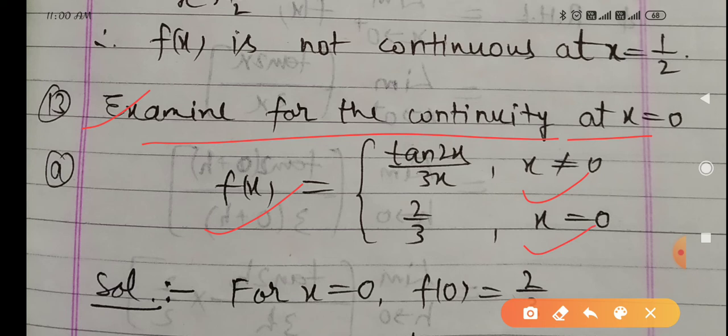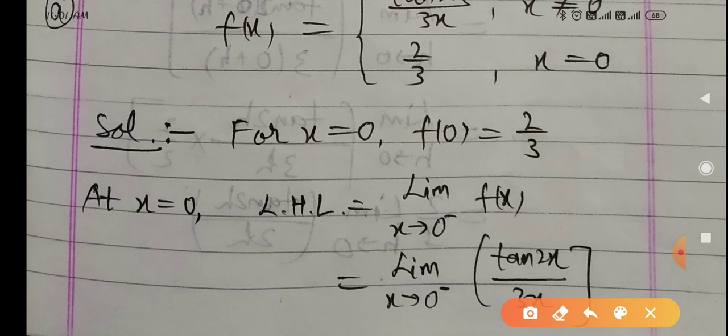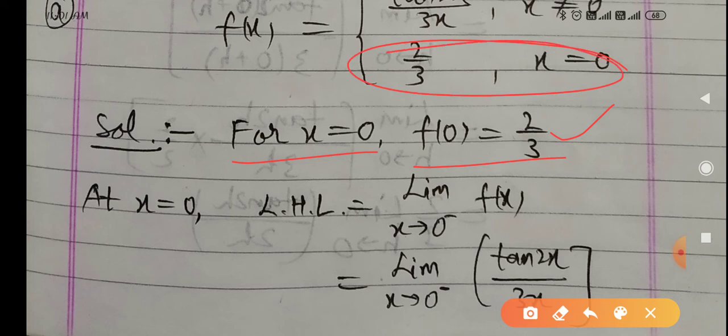Now listen, the range of values is not given. Directly it is given that when x is not equal to 0, the function is tan 2x upon 3x. When x is equal to 0, the functional value is 2 upon 3. At x equals 0 you have to examine the continuity. So directly the functional value is given for x equals 0, f(0) equals 2 upon 3. I have written it here, you can see it in the question.